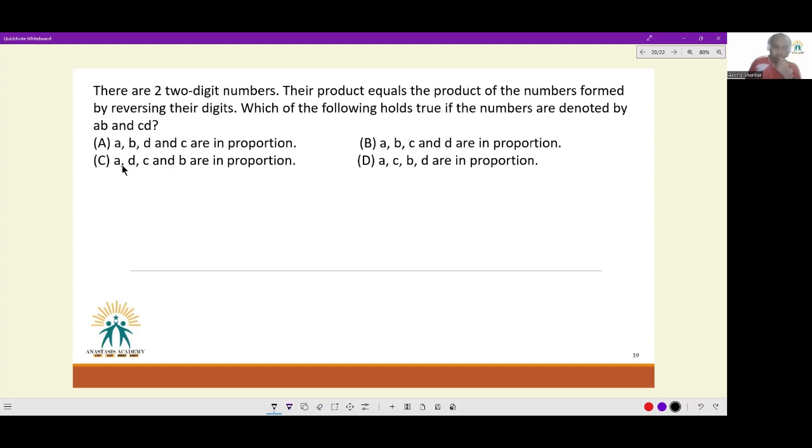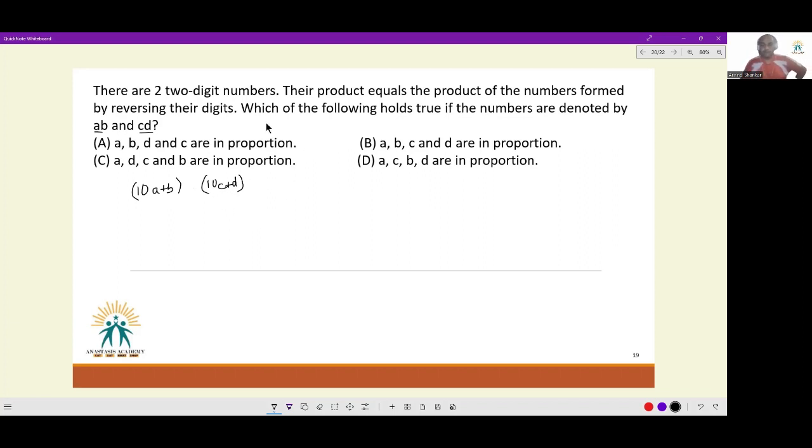Next question. There are two two-digit numbers. Their product equals the product of the numbers formed by reversing their digits. Which of the following holds true? The numbers are denoted by A, B, and C, D. The two numbers are AB and CD. Their values are 10A plus B and 10C plus D.